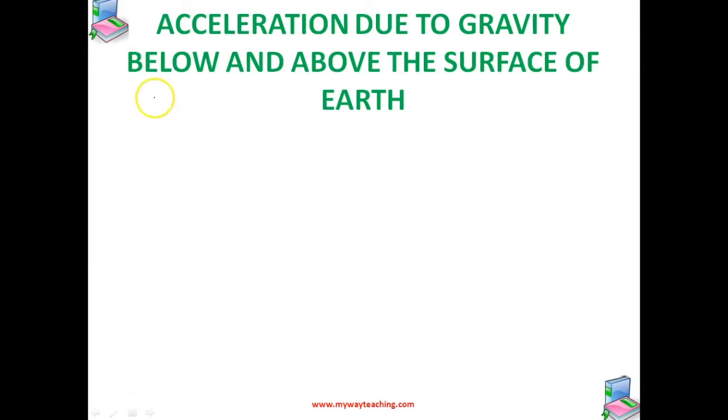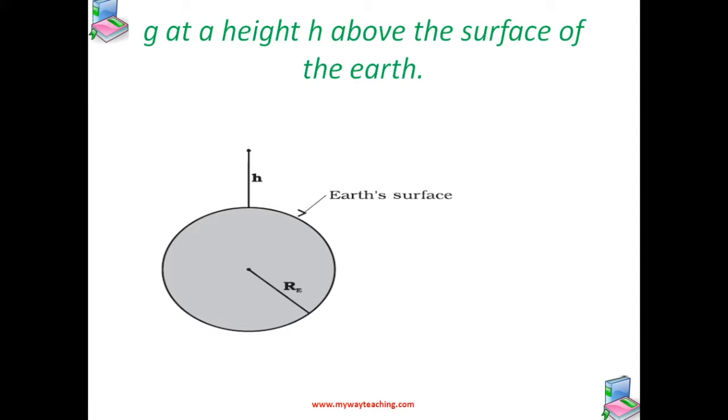So in this particular part, let us study about the acceleration due to gravity below and above the surface of the earth. Just consider this figure. Consider a point mass m at a height h above the surface of the earth. The radius of the earth is denoted by re.